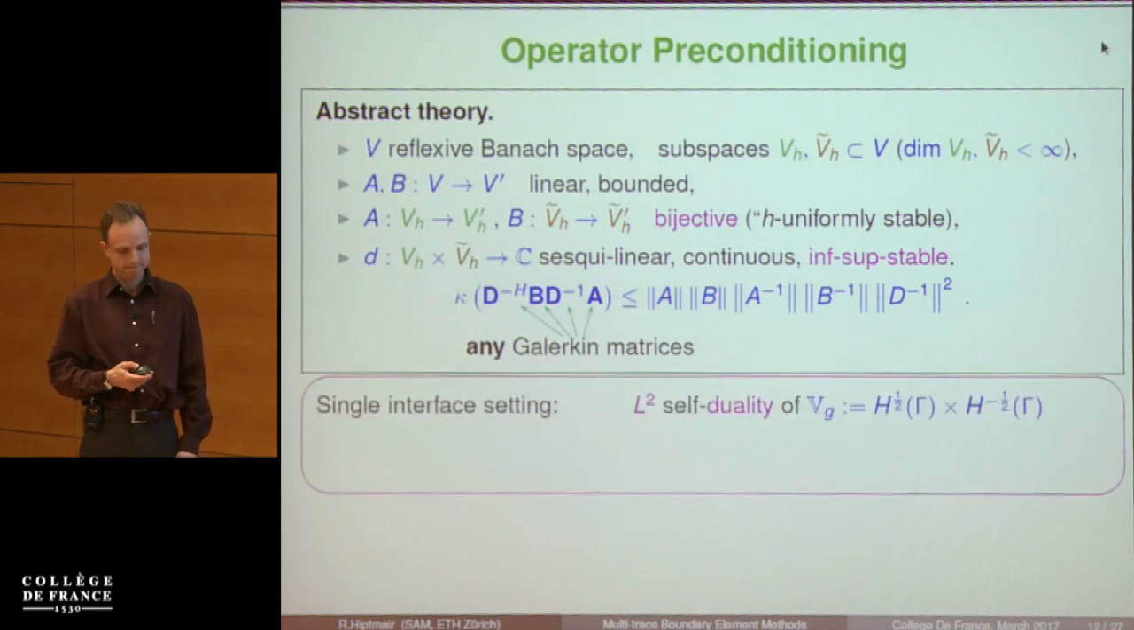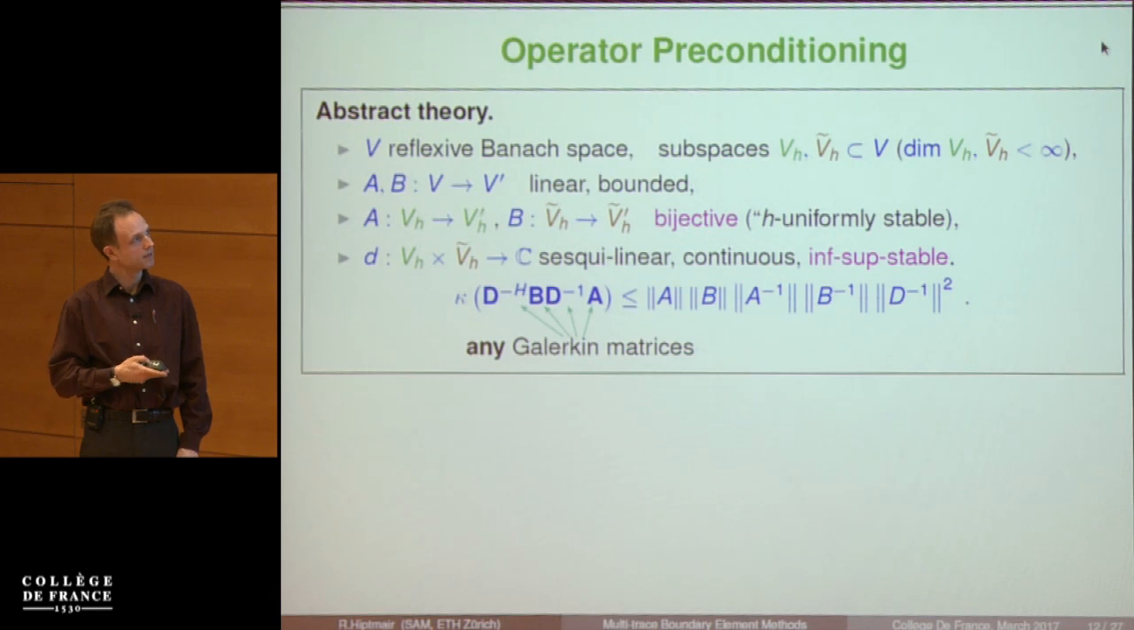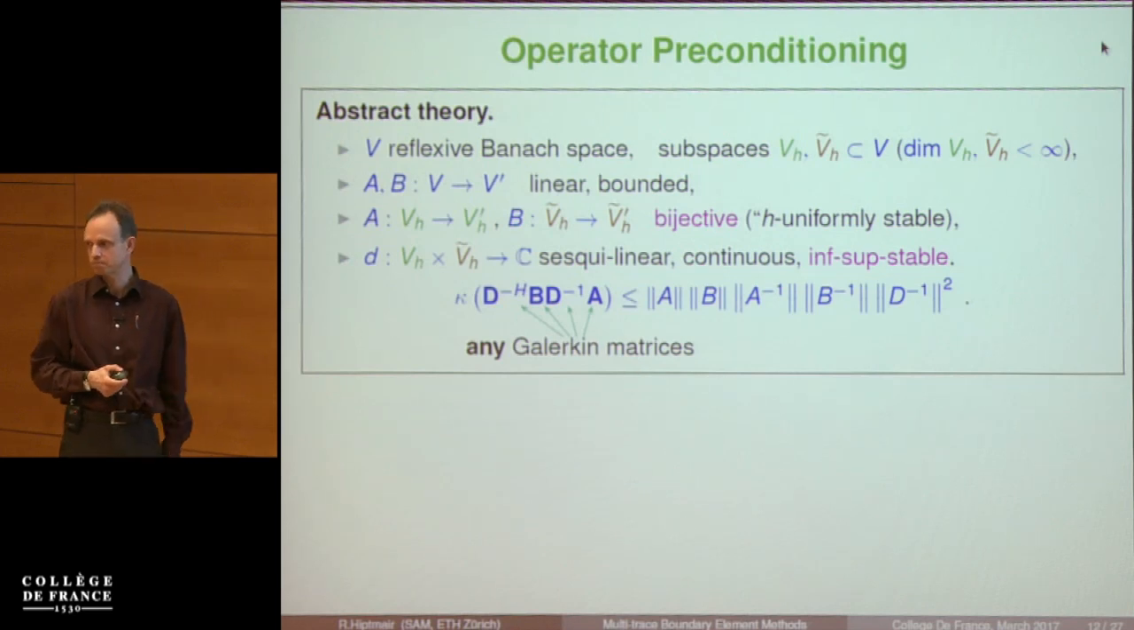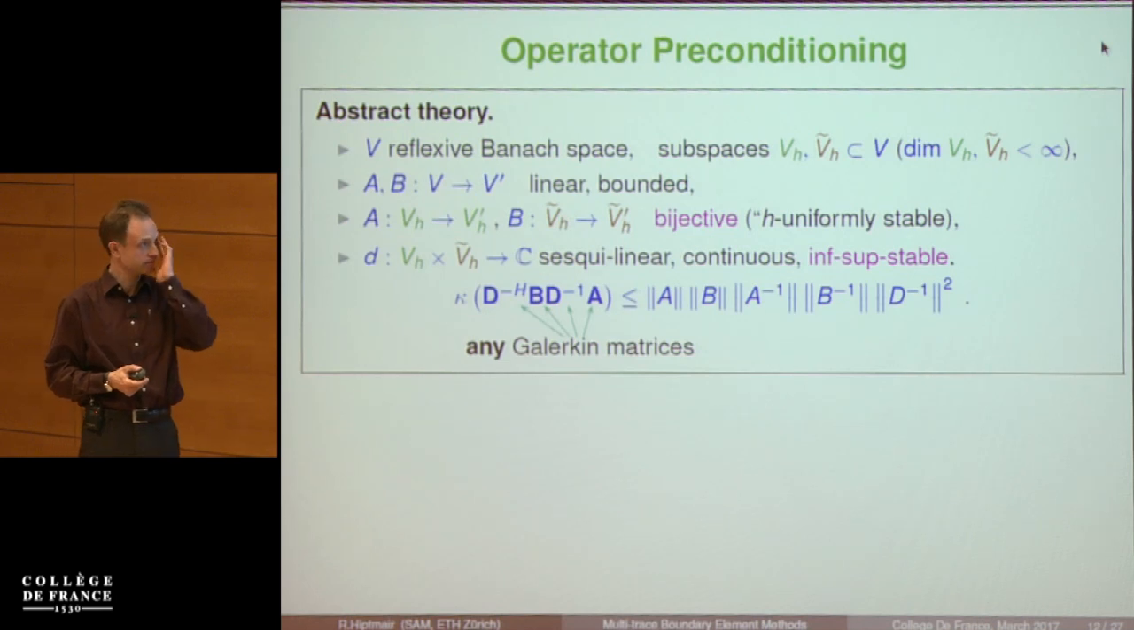What is a capital H? This is the Hermitian conjugate, Hermitian transpose, sorry. Just because these are matrices now. The bold symbols designate matrices. So just the Galerkin matrices.